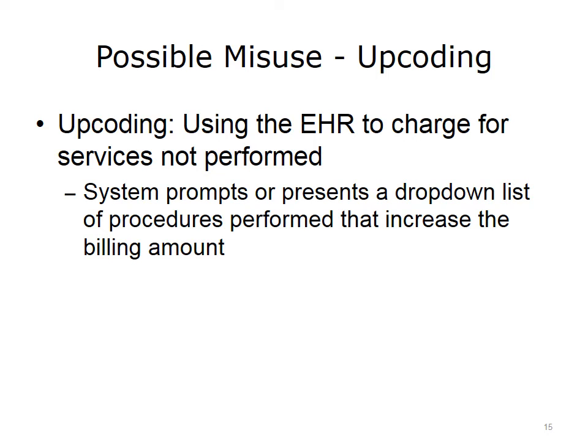A second possible misuse of health records is related to the ability of the EHR system to run algorithms, resulting in recommendations regarding additional services that could be attached to other procedures and would allow the provider to get paid more. This is different from the earlier example that showed how the system could help make sure the provider is paid for both the exam and the immunization. This is sometimes called upcoding, and it means using the EHR to charge for services that weren't performed.